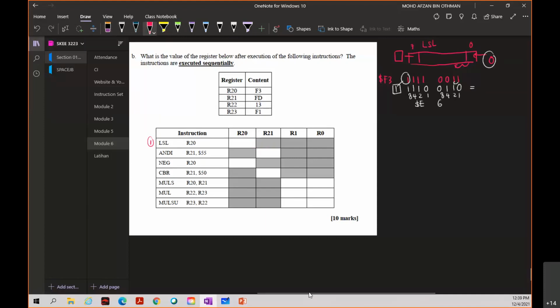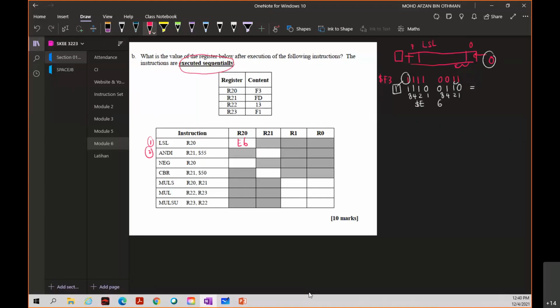Okay, for this kind of question, you need to make sure that all the answers are correct. Why? Because if your first answer is wrong, then the following answers might be wrong. Why? Because it is executed sequentially. So this is very crucial, the first part here is very crucial.